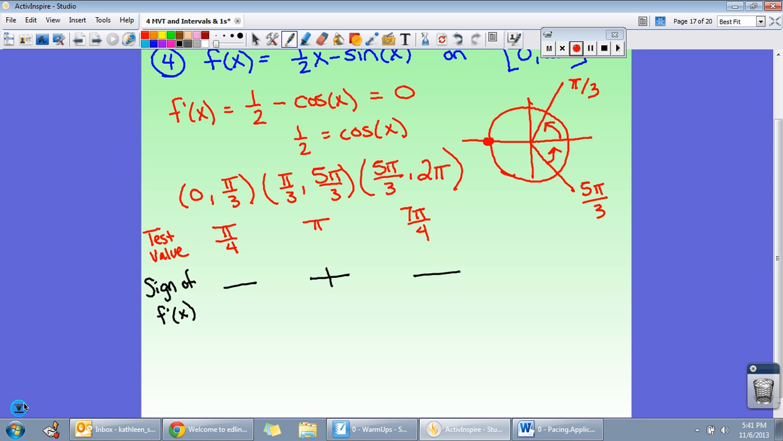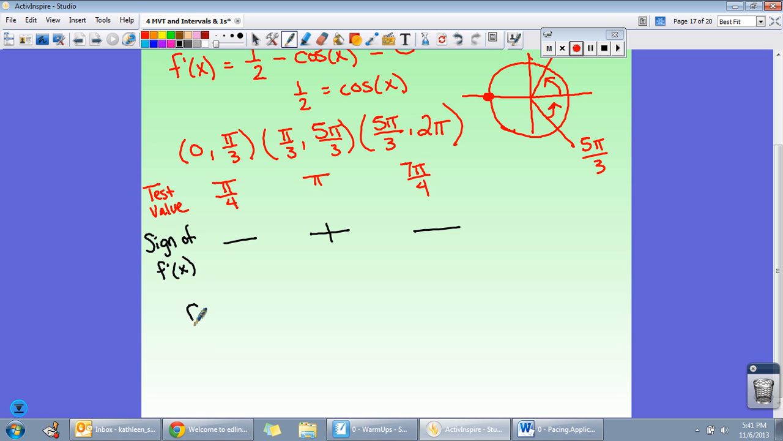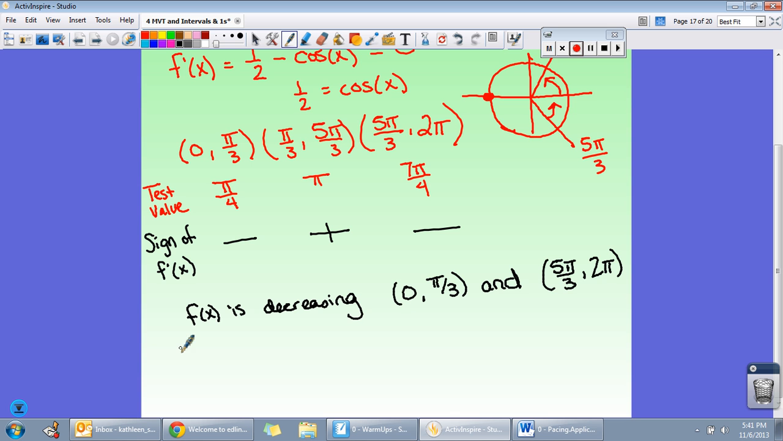So then we can make several concluding statements. We know that f of x is decreasing on the interval from 0 to pi over 3 and 5 pi over 3 to 2 pi, and f of x is increasing on the interval from pi over 3 to 5 pi over 3.